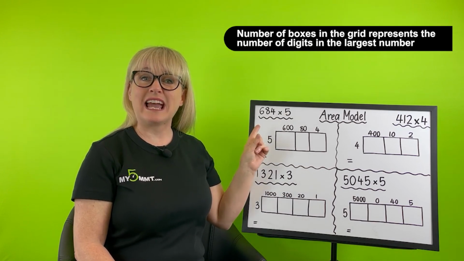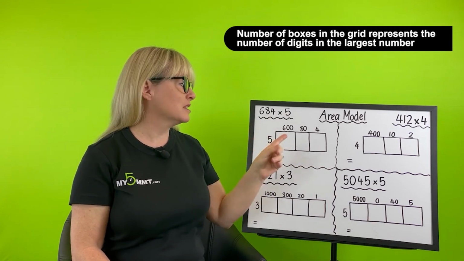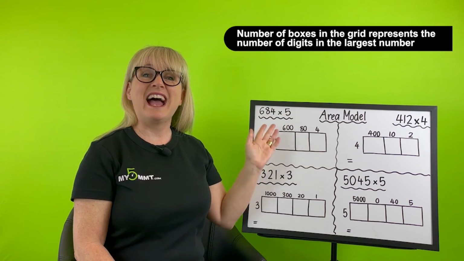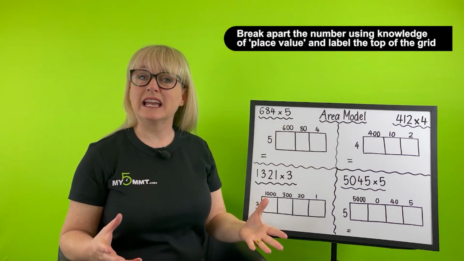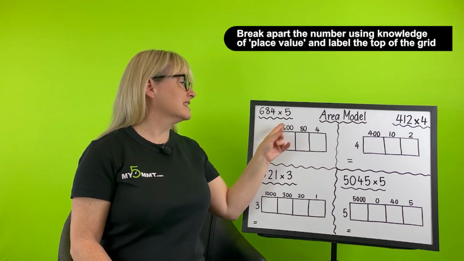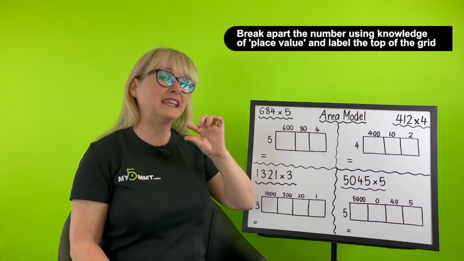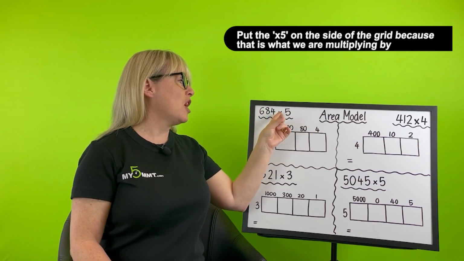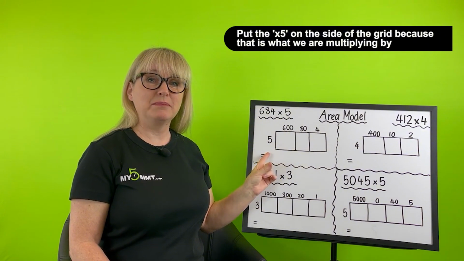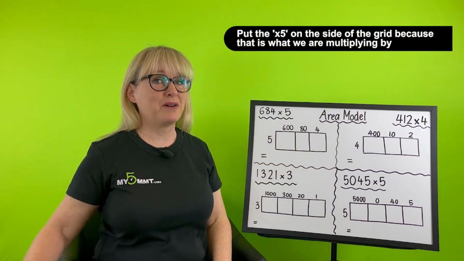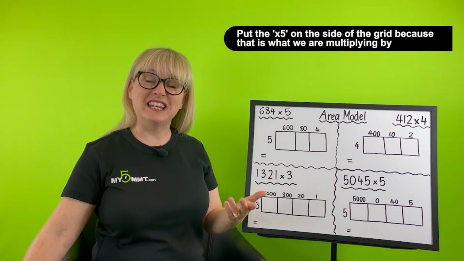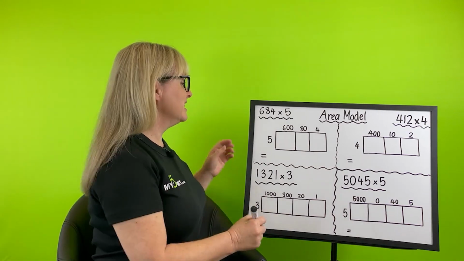This is 684. It's a three-digit number, so we have three boxes. And then we break apart using our knowledge of place value 680 and 4 and label the top and put the times 5 on the side because that's what we're multiplying by. Now we work out each individual calculation like this.